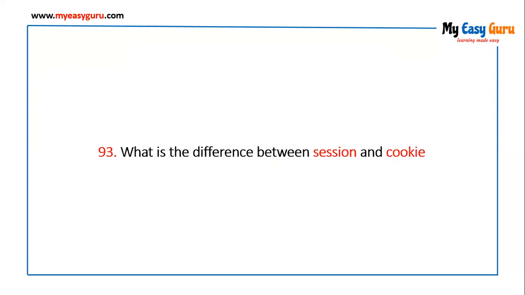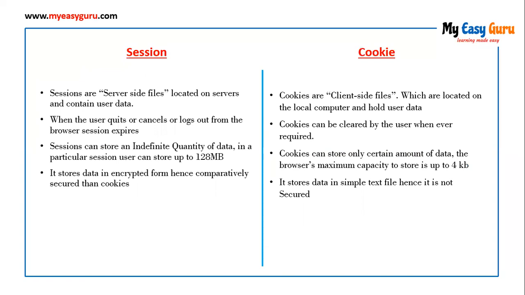The next question is, what is the difference between session and cookie? The sessions are server-side files located on servers and contain user data, while cookies are client-side files which are located on the local computer and hold user data. When the user quits or logs out from the browser, the session expires, while cookies can be cleared by the user whenever it is required.